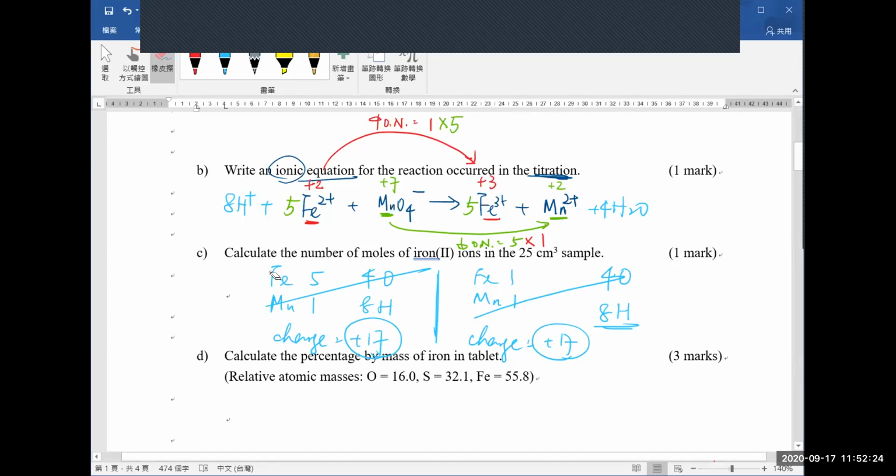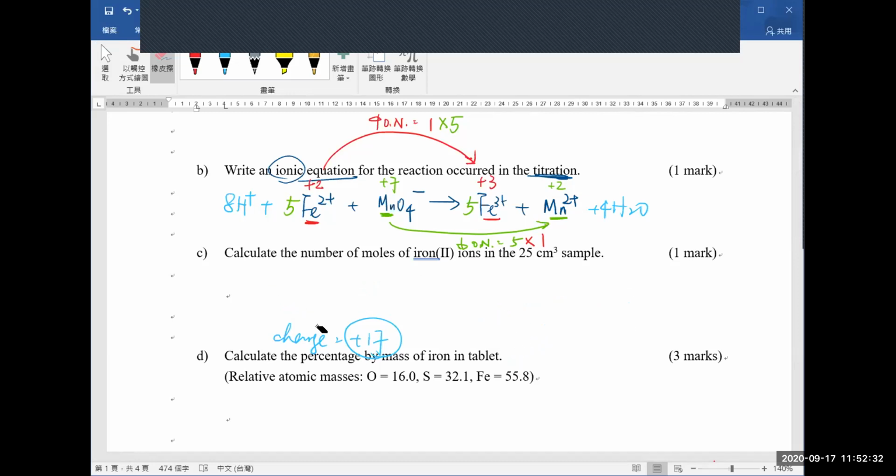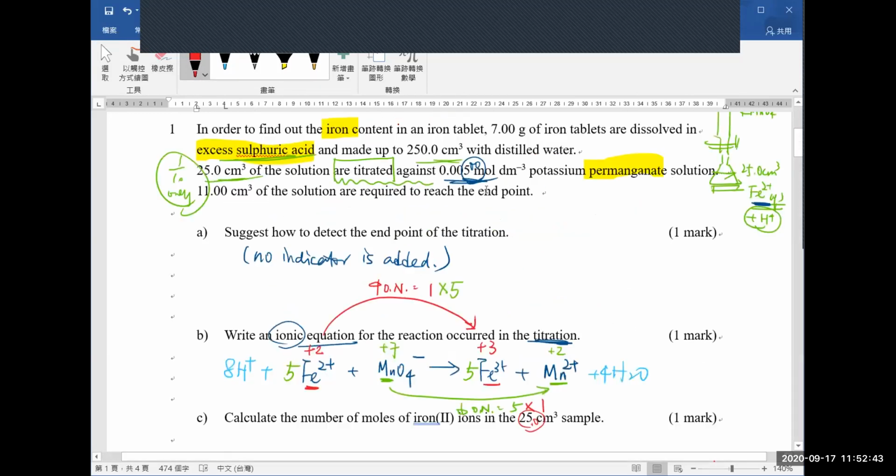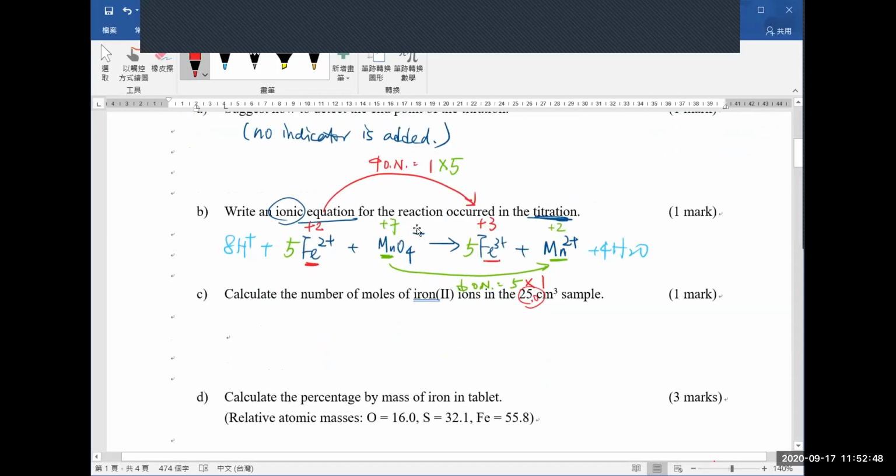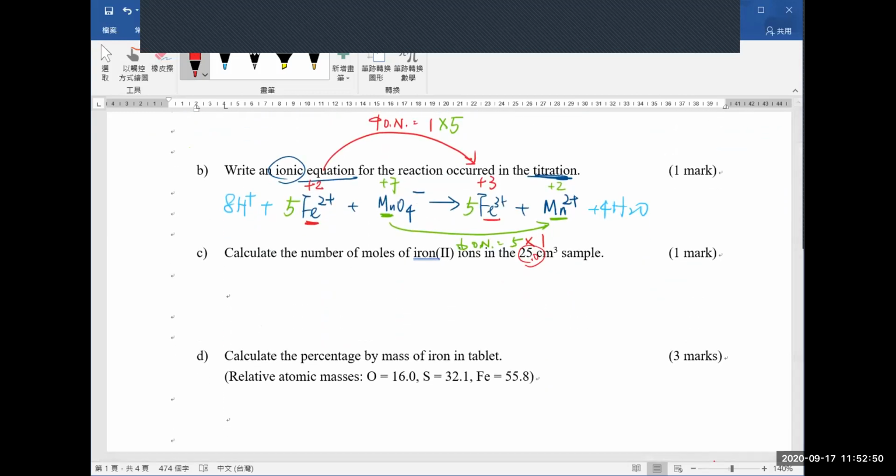And you use this to calculate the number of moles of iron 2 ions in a 25.0 cm³ sample. So there should be 25.0. Because of the question array, I have just asked you guys to change it, right? 25.0 cm³ solution. So this is the one. The number of moles. Use this to proceed. So what is that? The number of moles of iron 2 ions.